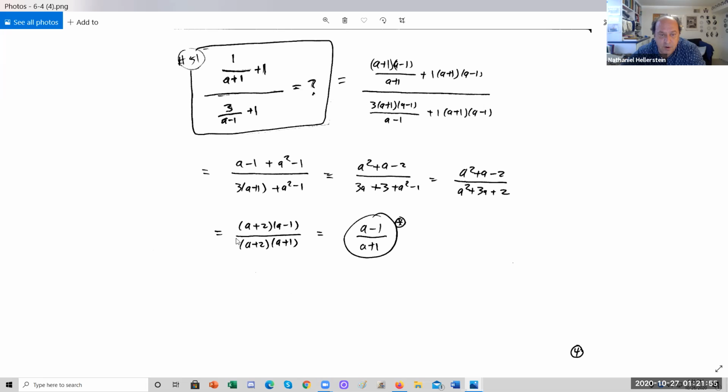Now we have a common factor of a plus 2, which cancels, leaving this, a minus 1 over a plus 1.